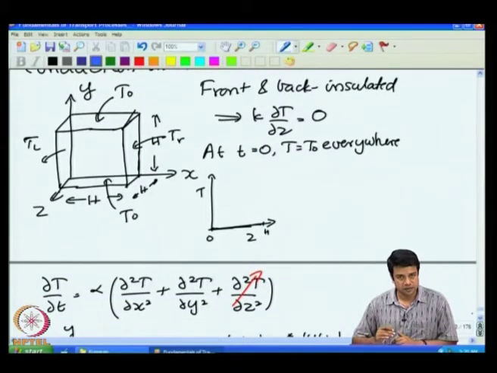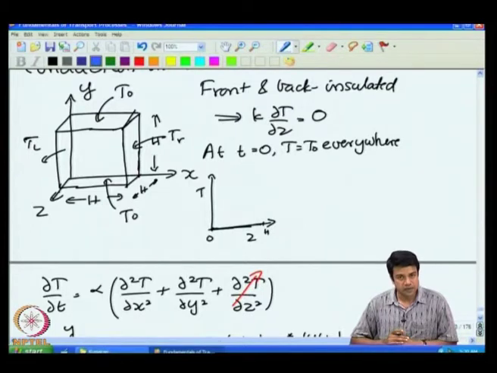in the front and the back, and therefore, you would expect that there is no variation along the z coordinate, because a temperature that is independent of z will satisfy the equation. It will also satisfy the boundary condition, that is dT/dz has to be equal to 0 at the front and the back.